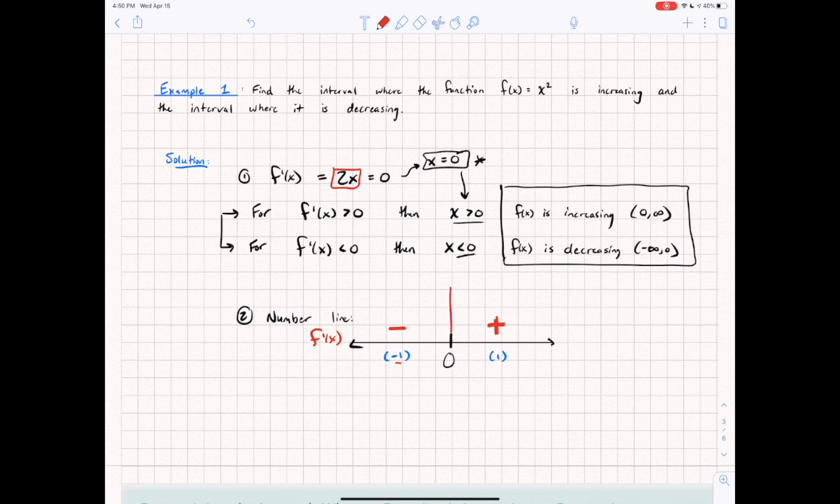So in other words, what that's telling me is that 0 is breaking it up, and that means the derivative is negative from negative infinity to 0, and I'm positive from 0 to infinity. And that's how I can get my answers. F is decreasing, and then F is increasing. So the number line's a really neat, orderly way to do it. We just have to use test values to do it.